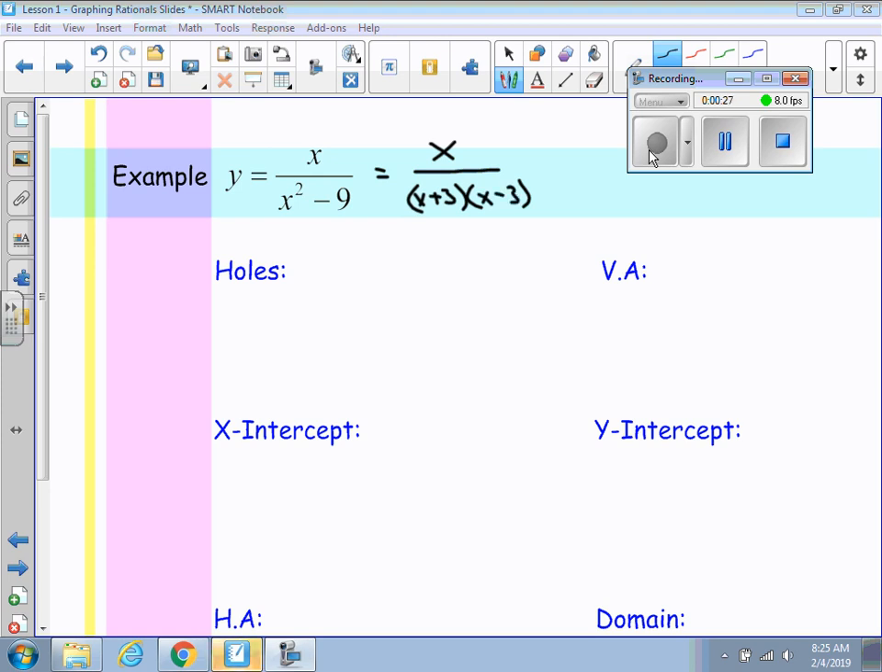Okay, so holes. How do you find holes? Remember, those come from your factors that are common to your numerator and denominator. You set them equal to 0 and you solve. Since there's no factors common to the numerator and denominator, there are no holes.